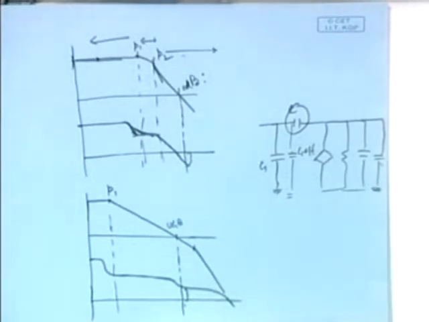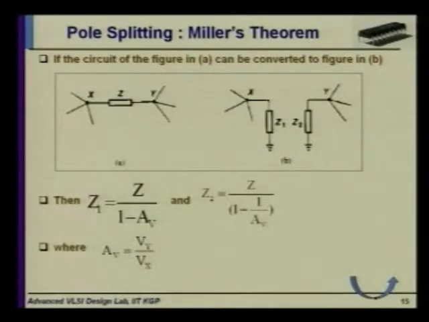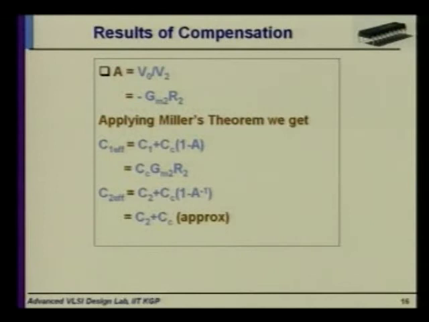And if you just apply the simple node equations, you will get this. So what is the value of that C1 effective and C2 effective? We just need to know the voltage gain. As you know, the formula is Z1 equals Z by 1 minus Av, and we have calculated that Av is basically minus gm times R2, and from that equation we can easily calculate effective C1 and effective C2.